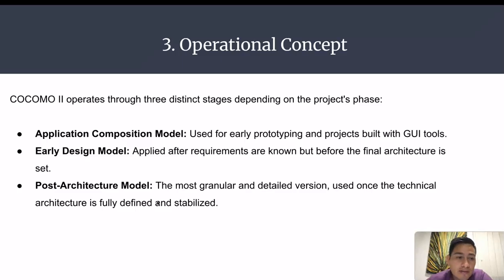3. Operational concept. COCOMO II operates through three distinct stages depending on the project phase. First, the application composition model, used for early prototyping and projects built with UI tools. 2. Early design model, applied after requirements are known but before the final architecture is set. 3. Post-architecture model, the most granular and detailed version, used when the technical architecture is fully defined and established.